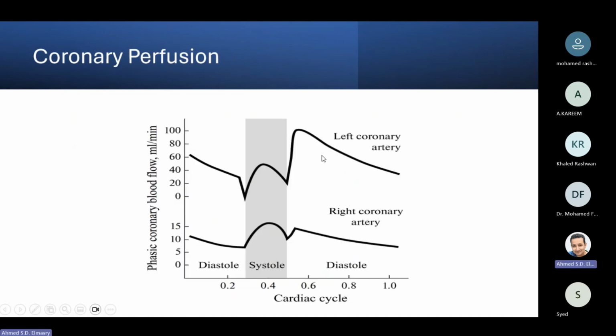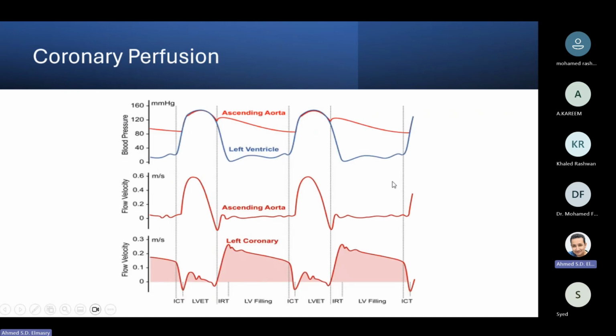And here the left coronary artery and right coronary artery perfusion are plotted against each other against the time throughout the cardiac cycle. As you see, the right coronary is perfused throughout the cardiac cycle. Left coronary is mainly perfused during the diastolic time. And here also, this is the left coronary blood flow, and this is the aortic flow. The coronary flow here is happening mainly during the diastolic phase, and here the coronary flow is very less during the systolic phase.